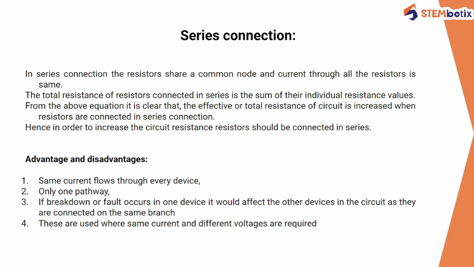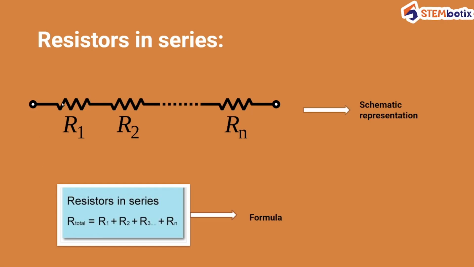These are used where the same current and different voltages are required. Here current has only one path to flow through, as in a series connection the same current flows through all the devices, but each device has a different resistance. Hence the voltage across each resistor is different, because R is different for each resistor. Hence in a series connection the current is the same whereas the voltage varies.